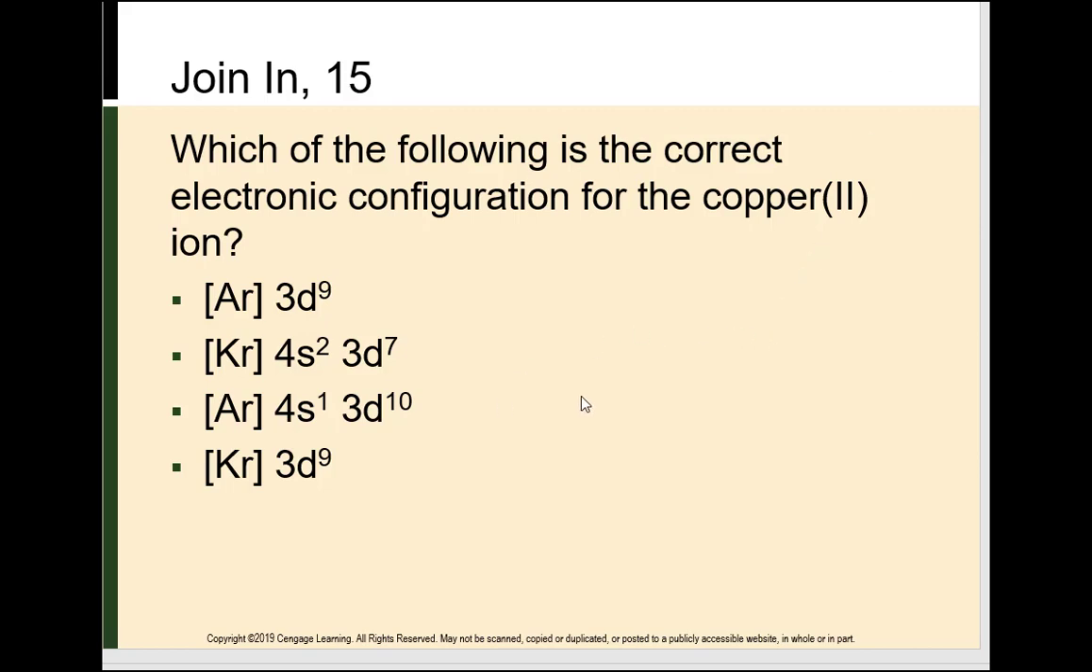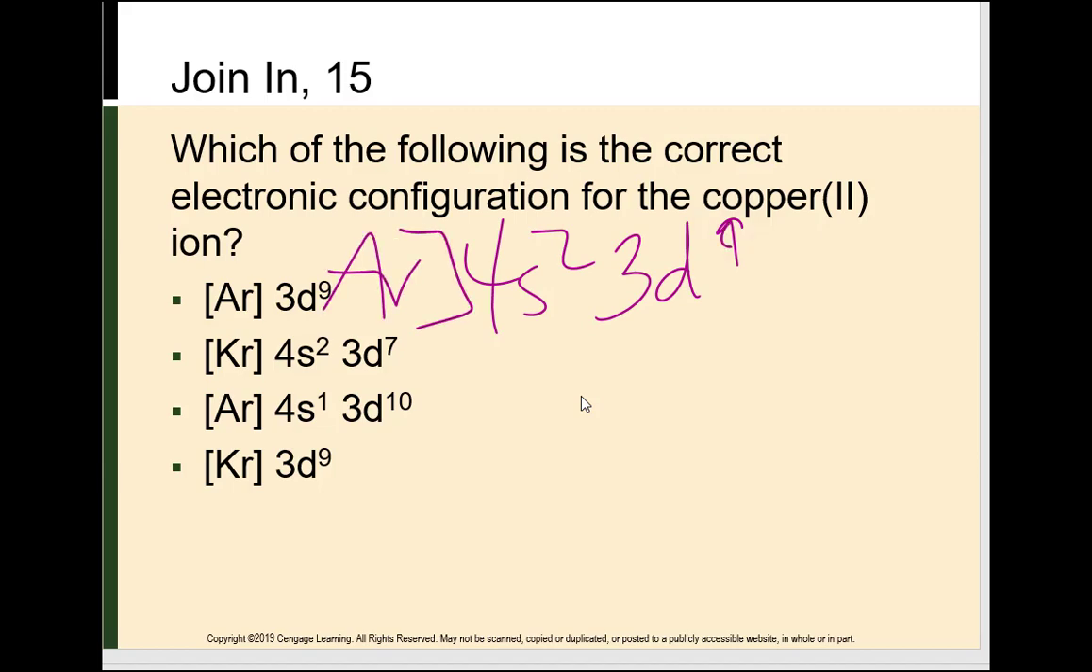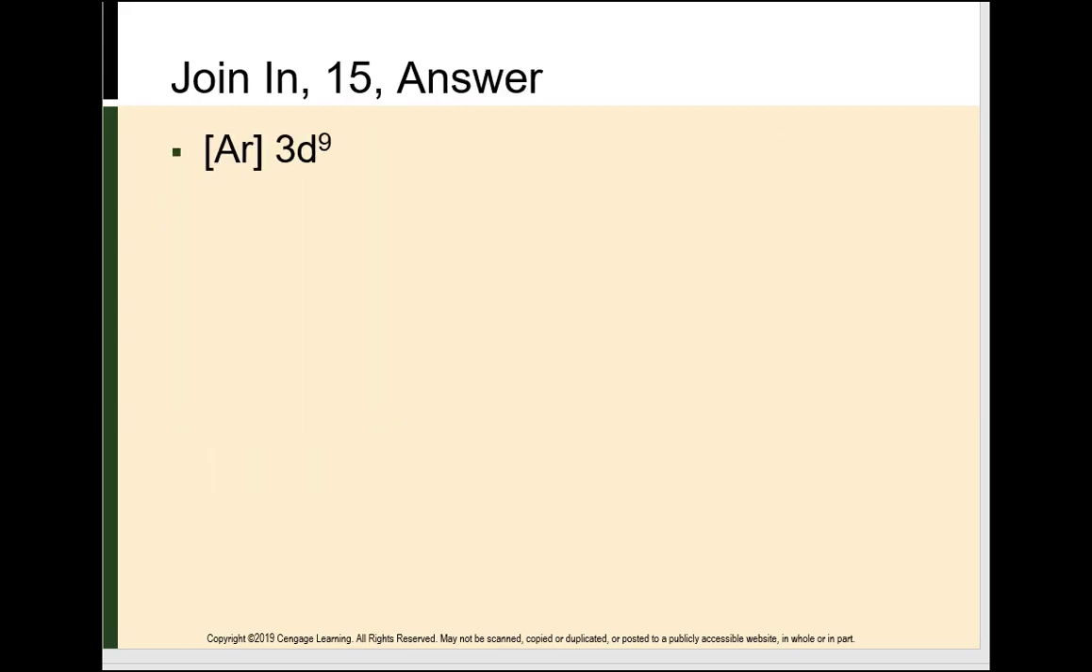We looked at copper. Normally, we would say 4s2 3d9. But to see which ions, and again, this would be argon before it, or to see which electrons we're going to pluck off first, remember we're taking 2, and we would take the highest number, so we're going to take these 2 off. So you should get argon 3d9.